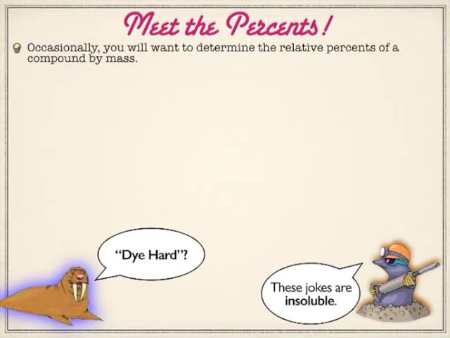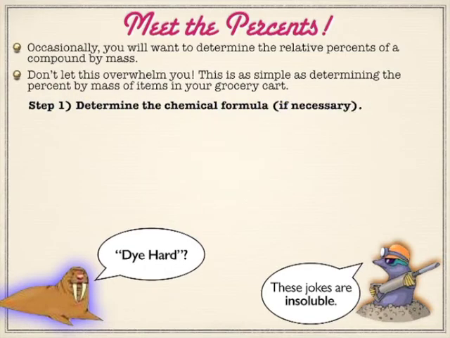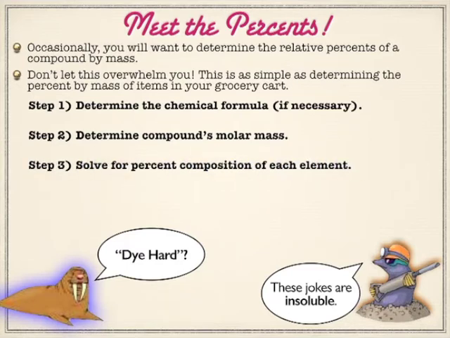So what we can do is figure out the relative mass of each, and it's the same as figuring out percents of anything. We will determine the chemical formula, if it's not given to you already. Then we will figure out the molar mass of that formula, assuming we have one mole of it. Then we'll just ride coattails off that work, and find the percent composition of each element in that compound.